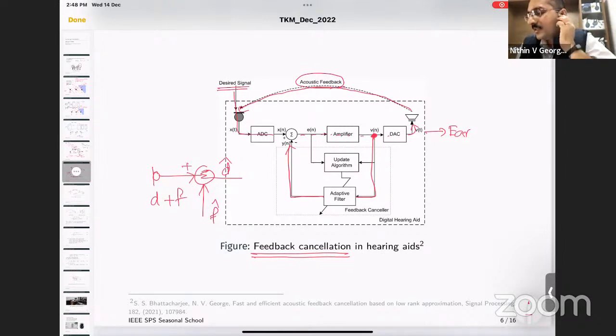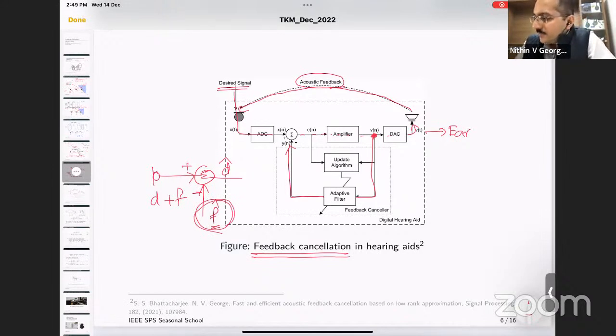Okay, so the question is, I have D plus F which is coming from the mic. I don't want F because F is the feedback which I don't want to keep. I cannot use a normal filter. Now, can I magically create F cap such that D plus F minus F cap will give me D cap? This is the problem. So, under what condition will this work? Under what condition can I create F cap?